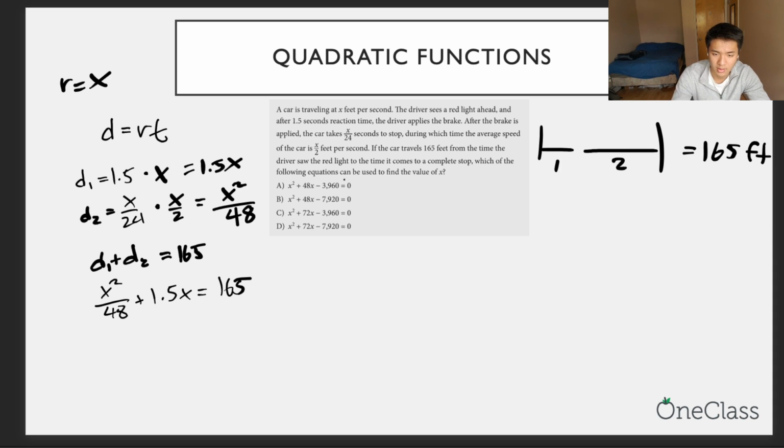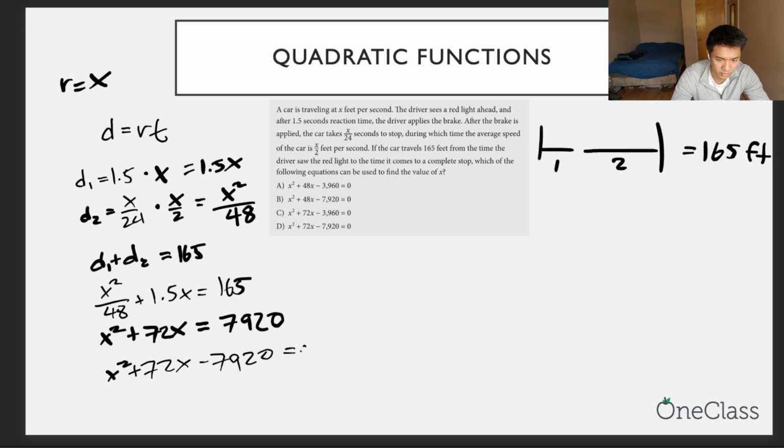We can see that in the answer choices that were given, none of the options have an a equal to 1 over 48. So multiply everything by 48 and we get x squared plus 72x equal to 7,920. And so we can put this all on the one side, and we get x squared plus 72x minus 7,920 equal to 0. And then we can go to our answer choices and say which one of these makes the most sense or matches up with our answer. And that's going to be answer choice D.